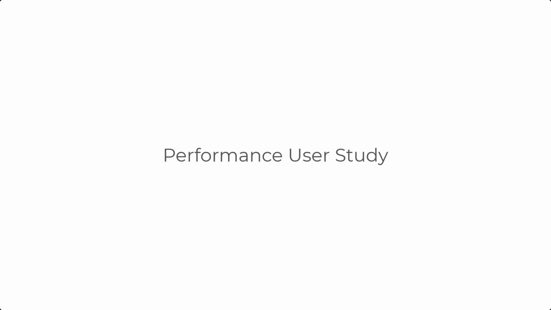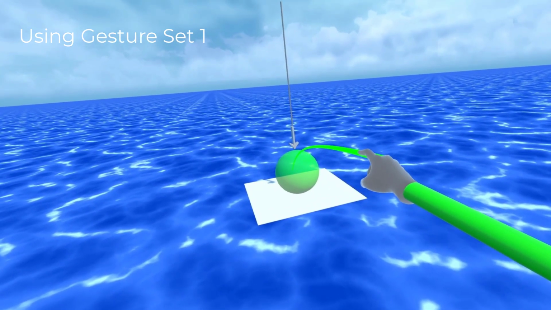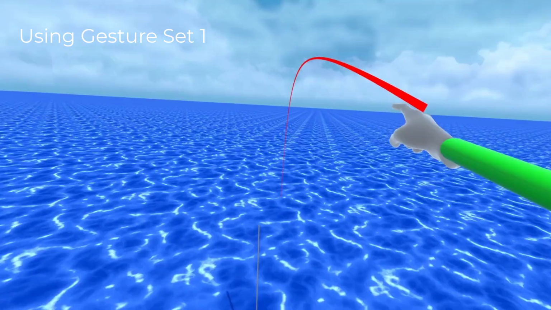Next, we implemented the gesture sets for arm and WriArm techniques. We then conducted a user study to compare the performance of the techniques and the gesture sets. Each participant performed a series of teleportations at varying distances and heights for the gesture sets and techniques.